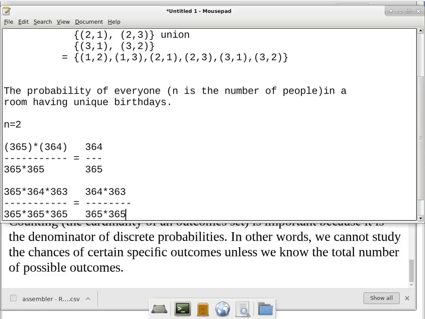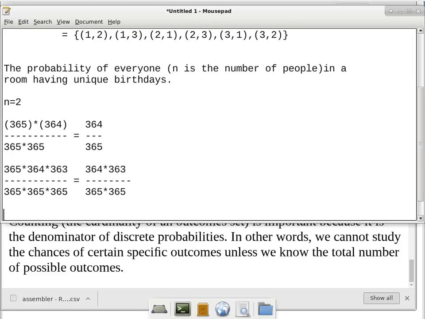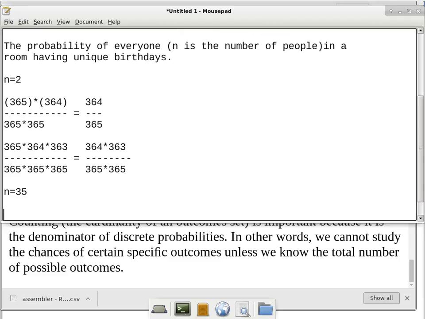Smaller. It is a smaller chance. So now the question is, what if n is 35? In general, how do we factor this n in? Okay, what do you think? What is the general equation?